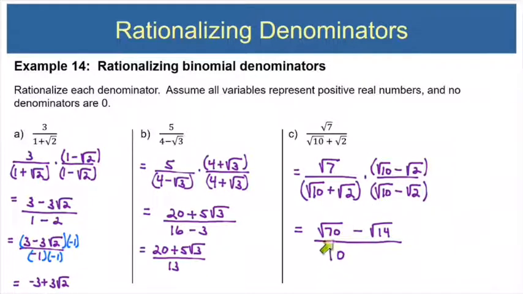In the denominator, first times first is going to make 10 because a radical times itself removes the radical. The outer and the inner will add up to 0 because this is a sum and difference of the same two terms. And then positive square root of 2 times negative square root of 2 is going to make minus 2. Notice that we can't do anything about combining these two radicals in the top because the radicands are not the same. So these two radicals are just going to have to stay separate. But in the denominator, 10 minus 2 is 8. So we're going to end up with square root of 70 minus square root of 14 all over 8.